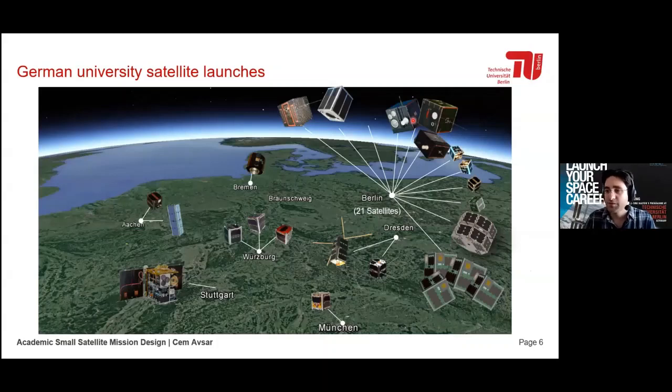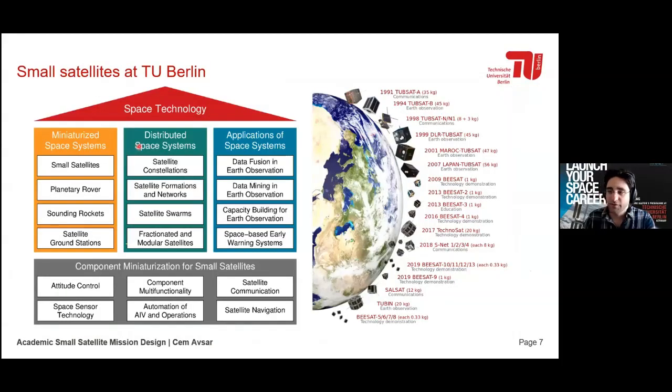It's where most small satellites are developed in Europe, and not only by the university, but also by other companies that are located in Berlin. And so the chair of space technology, which is in the Department of Aeronautics and Astronautics, is a dedicated chair to develop satellite technologies, and focuses on miniaturization of space systems. So we build small satellites, small rovers, small sounding rockets, but also ground stations.